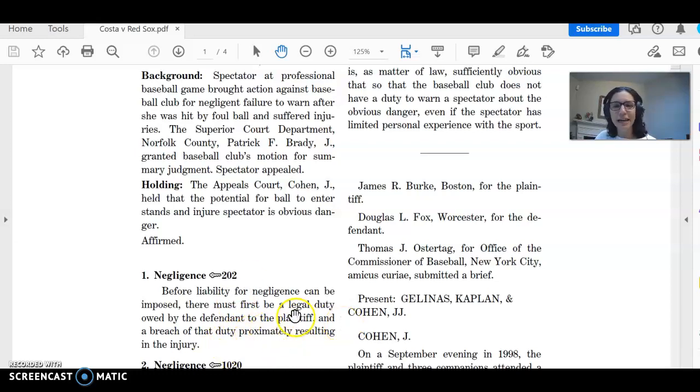Before liability for negligence can be imposed, there must first be a legal duty owed by the defendant to the plaintiff, and a breach of that duty resulting in injury. That's a legal principle. It's actually the law of negligence. This headnote, by its name and number, would link you to every other case that has this same point of law. Don't need to do that yet. We're not going to jump ahead that far yet, but I wanted you to see the power of headnotes.